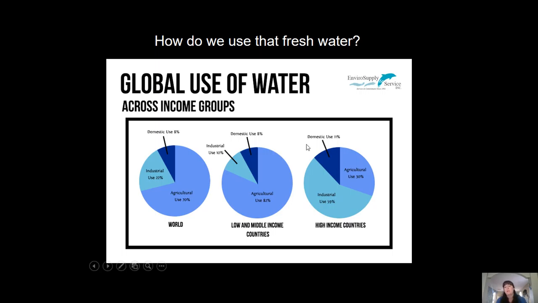And I want to take note about this domestic use, 11%, a little bit higher than everybody else, because we're not good at conserving water. We might think we are. We might turn off the tap when we brush our teeth, but there are so many other ways that we can conserve our water. So we really do need to bring this domestic use down to mimic what other countries are using.